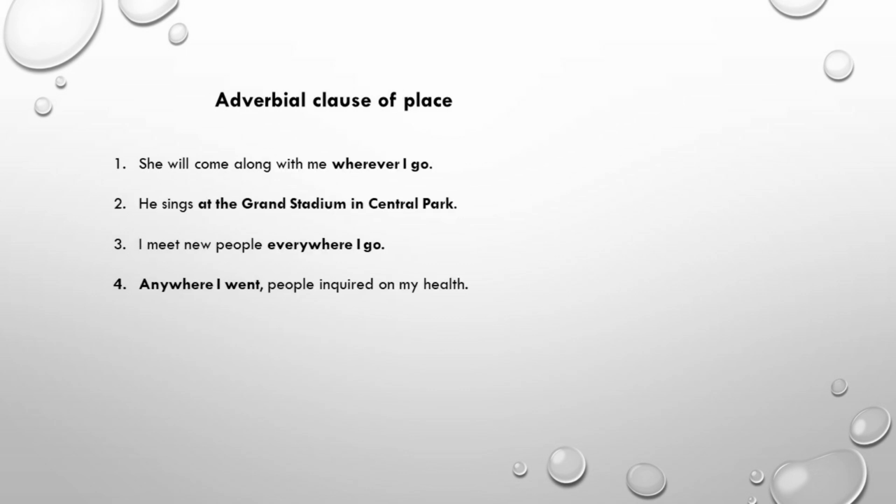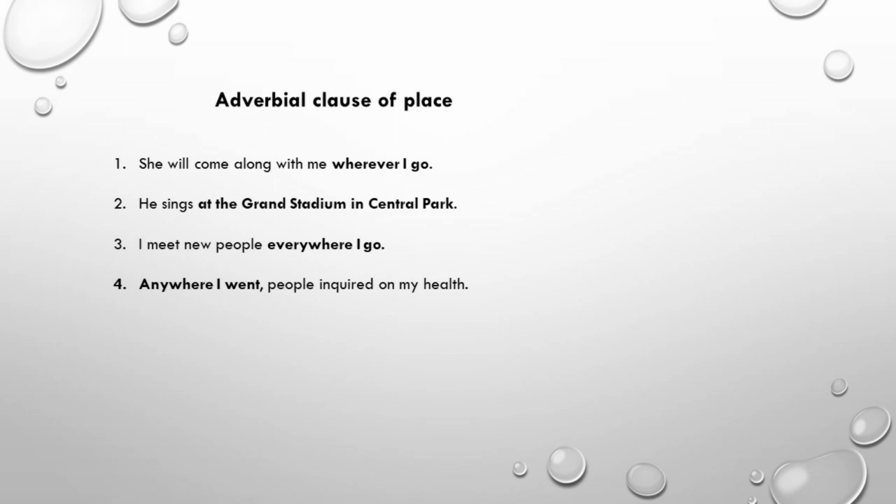Next, moving on to adverbial clause of place. A subordinate clause which acts as an adverb in a sentence and denotes place is called adverbial clause of place. These clauses answer the question where. Let's look at some examples. She will come along with me wherever I go. If I ask the question she will come along with me where, the answer will be wherever I go. Since it answers the question where, this is an example of adverbial clause of place.